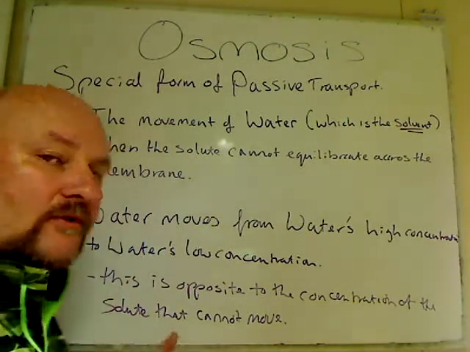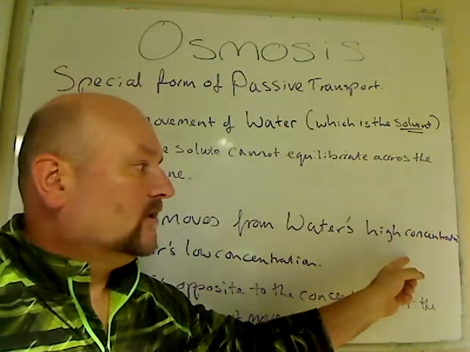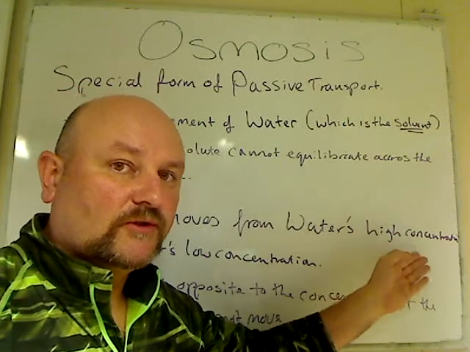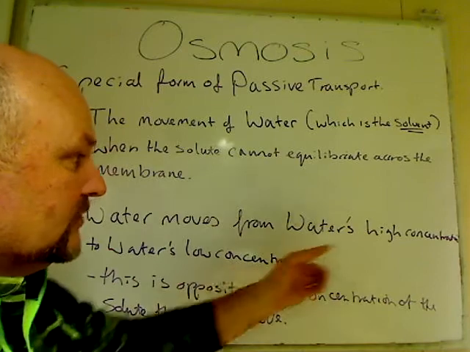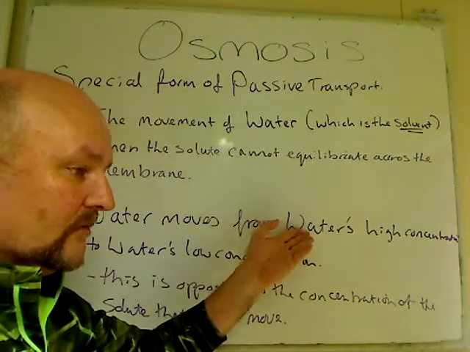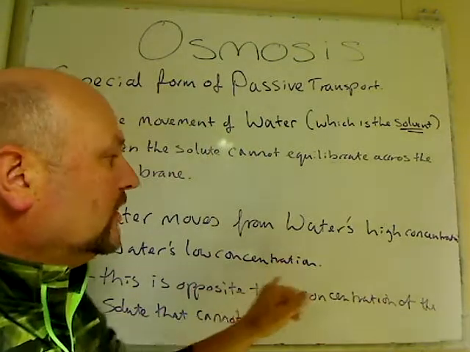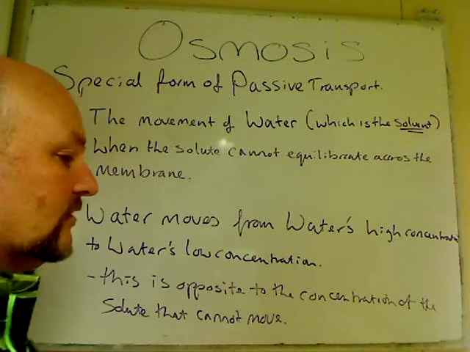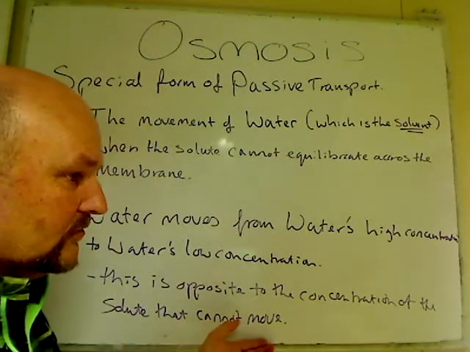Remember, when you're thinking about osmosis, the water is moving from the water's high concentration. Well, high concentration of water means low concentration of what's dissolved in it, a solute. And it moves to its low concentration. So still high to low, but it's the water we're thinking about now when we're thinking about osmosis. So that would be the opposite to what you would see normally if the solute could move. The solute would move from its high concentration to its low concentration.